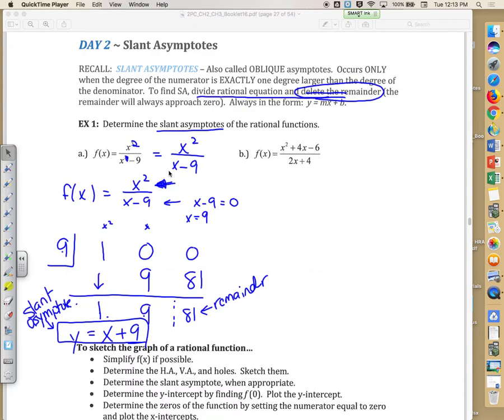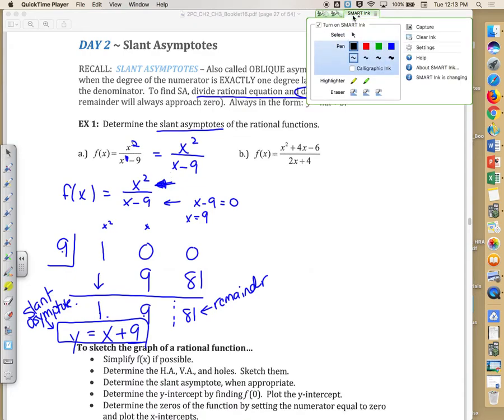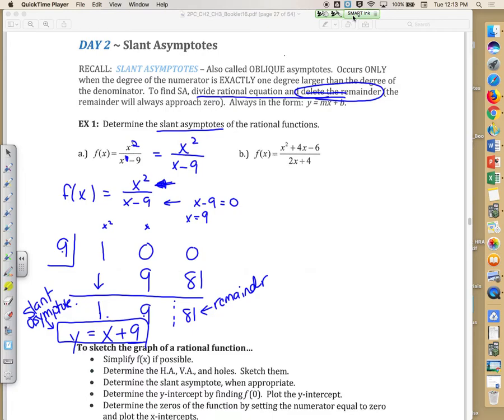Letter B, I'm going to change this problem as well because I want to make sure that there's something that we can use synthetic division for. So this one, let's change this. The top can stay the same. Let's make the bottom just x plus 2. So we'll just change that bottom. Instead of 2x plus 4, we'll just make it x plus 2.